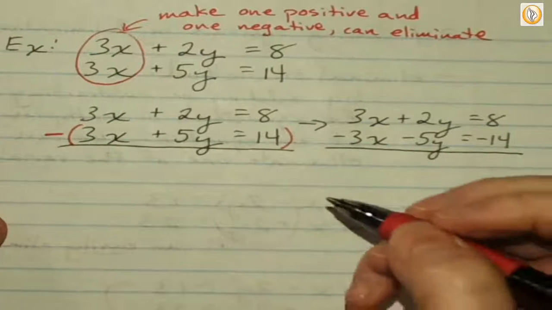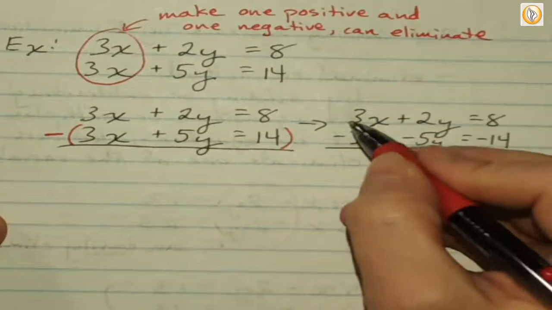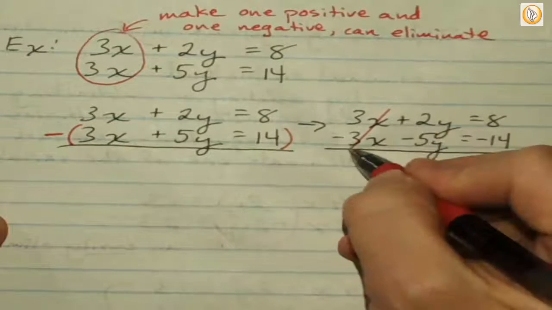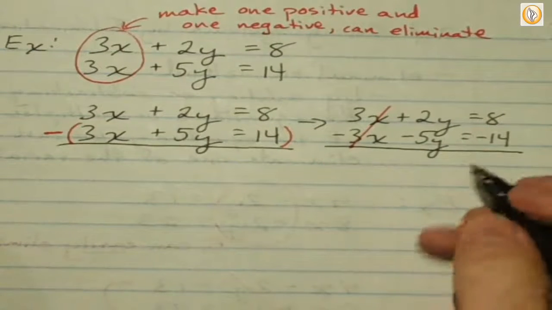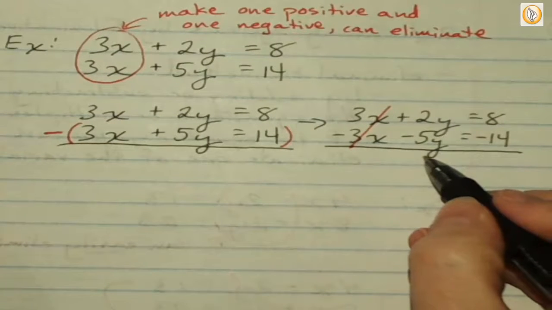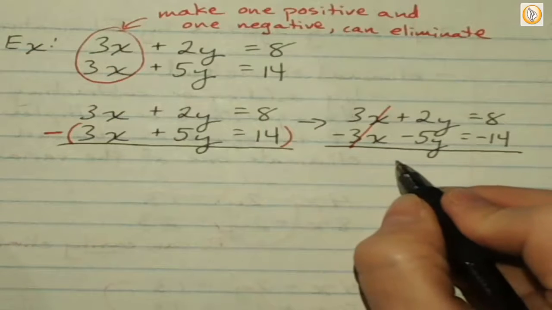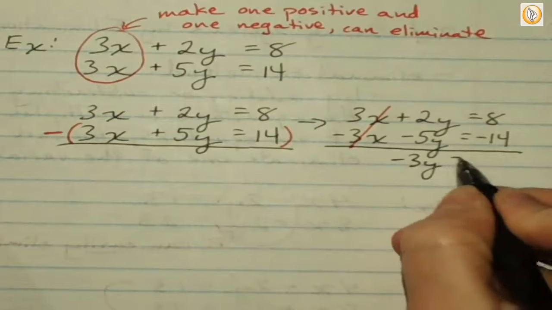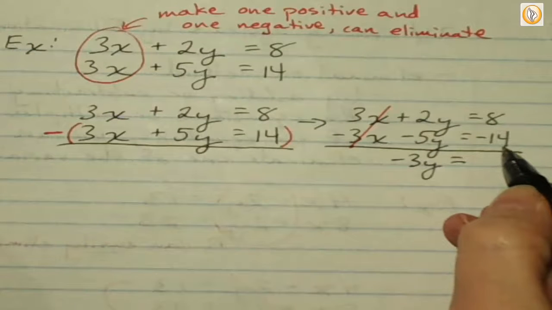Okay, so what ends up happening is we can now eliminate the x. 3x minus 3x is nothing. So we can eliminate that. So 2y and negative 5y is what, Taylor? Negative 3y. Negative 3y equals, what's 8 and negative 14, Aiden?